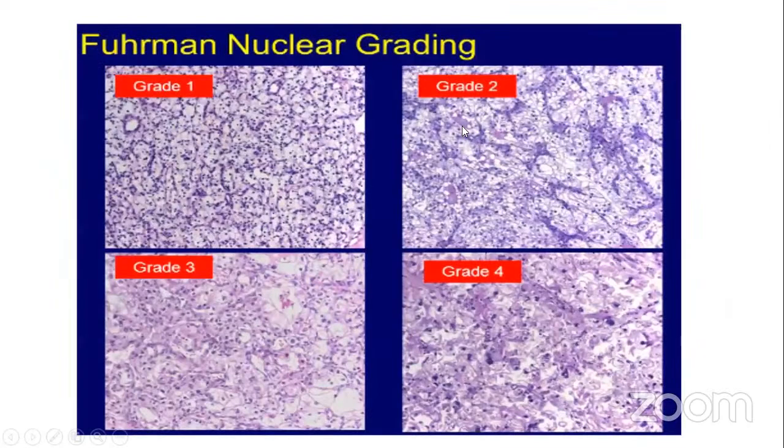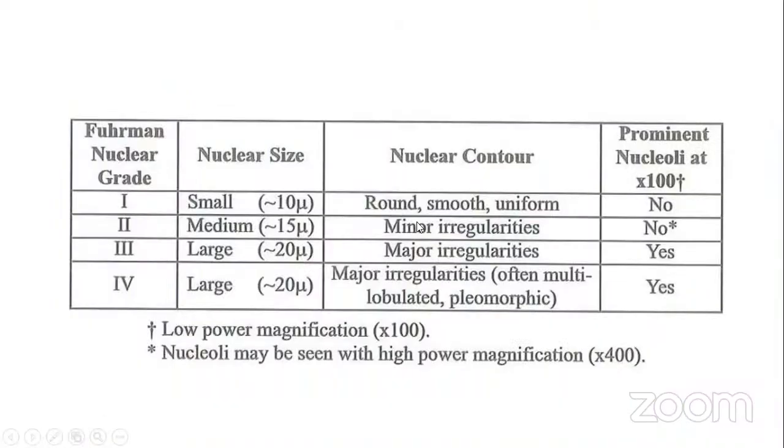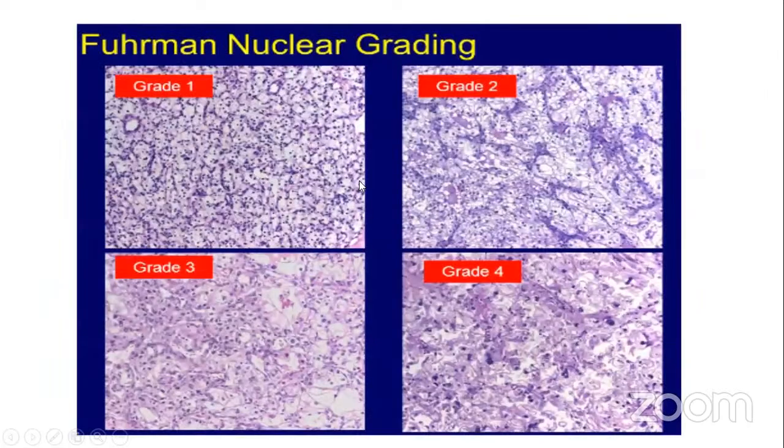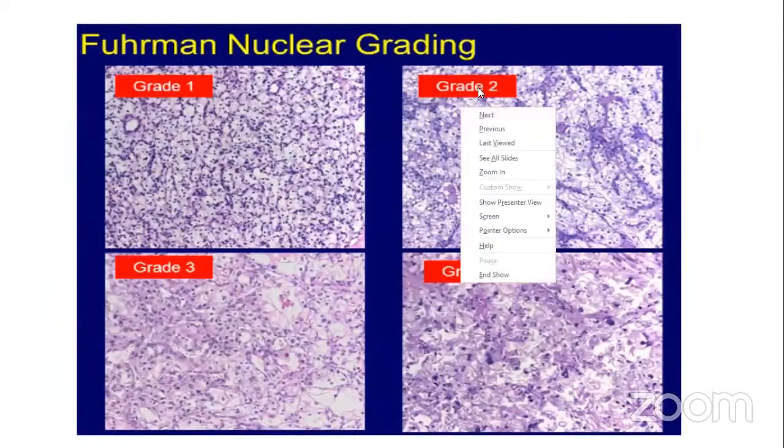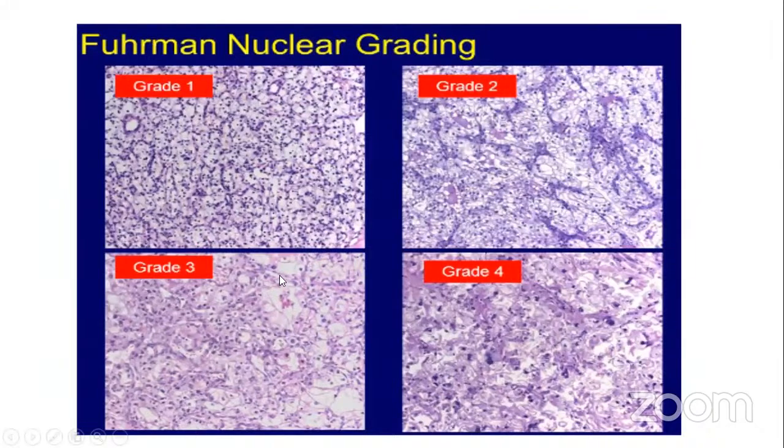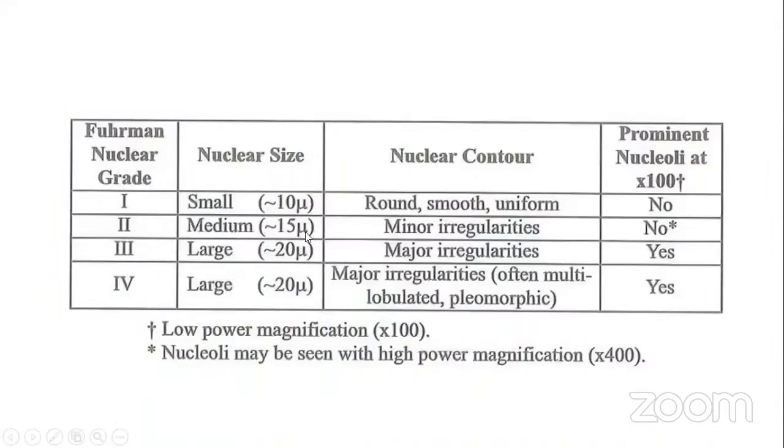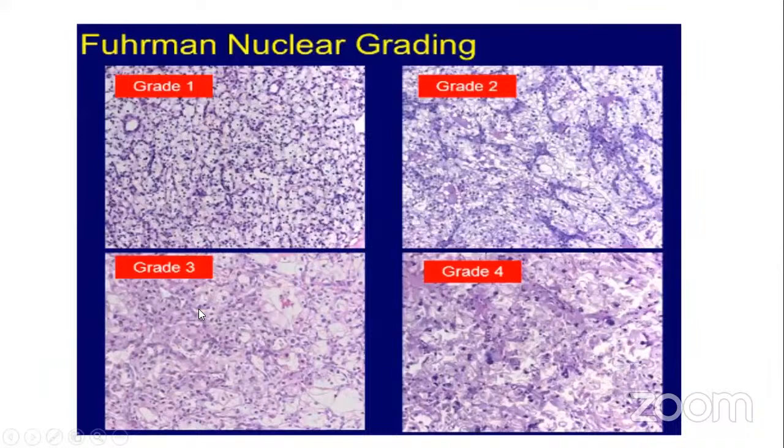For grade 2, if you look here, the nucleus has minor irregularities, and it is medium, about 15 microns, and is seen only at 400 times high power magnification. This is grade 2. Grade 3 has a large nuclear size, about 20 microns, with major irregularities, not minor as in grade 2, and it is seen under low power magnification. This is grade 3.